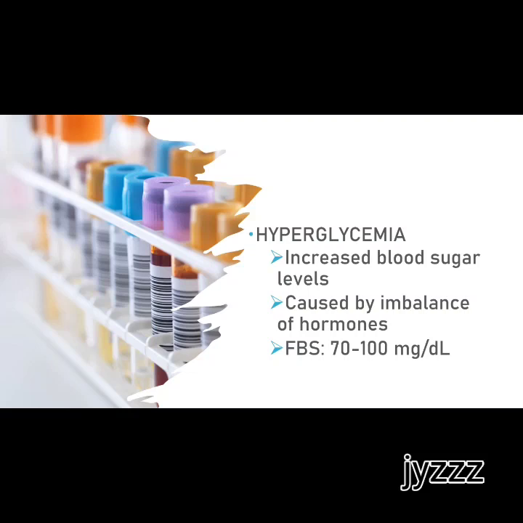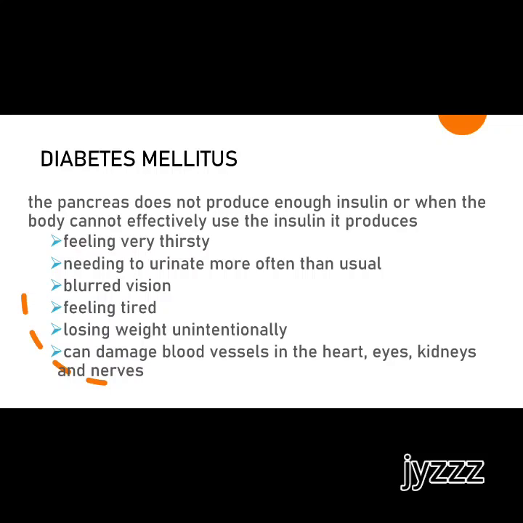Again, hyperglycemia is the common effect of uncontrolled diabetes mellitus. This is an endocrine disorder in which the pancreas does not produce enough insulin, or the body cannot effectively use the insulin it produces. So you have impaired production and impaired utilization of insulin.